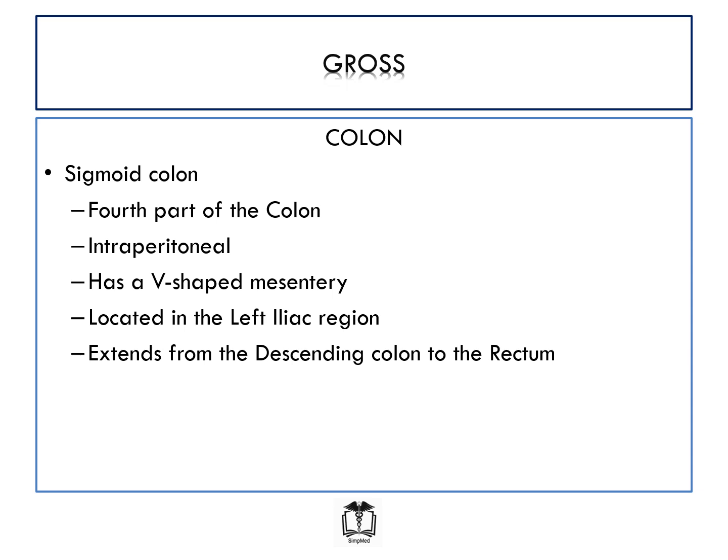The last part of the colon is the sigmoid colon. It is an intraperitoneal structure. So just like we had the transverse colon being intraperitoneal, the sigmoid colon is also intraperitoneal. It has a mesentery similar to what we see in the transverse colon as well as the appendix. The sigmoid colon mesentery is a V-shaped mesentery that tends to surround it and anchor it to the posterior abdominal wall. The sigmoid colon is located in the left iliac fossa or the left iliac region, just like the cecum, and it tends to extend from the descending colon above it down to the rectum just below it.